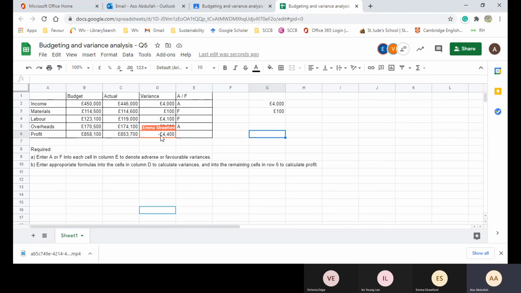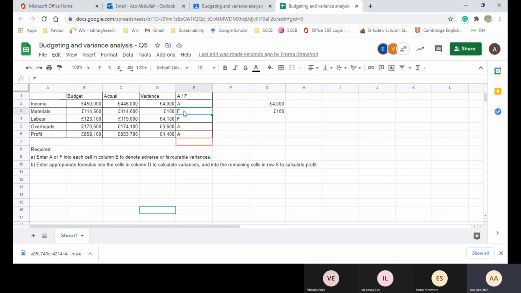Okay, this, it should not be in negative figure, it should be in positive. So which one is always greater minus the smallest one? So it means the budget is greater than the actual. So it should be budget minus. Well done. And it is favorable or adverse. Well done, well done.